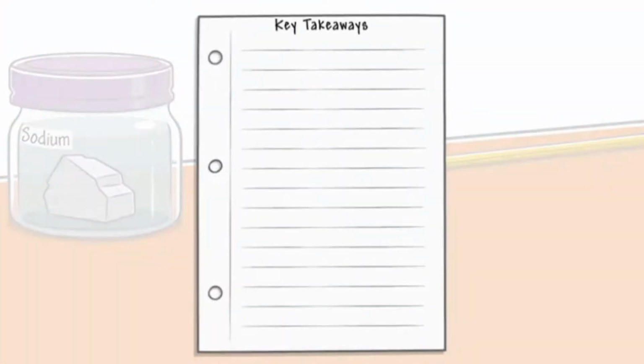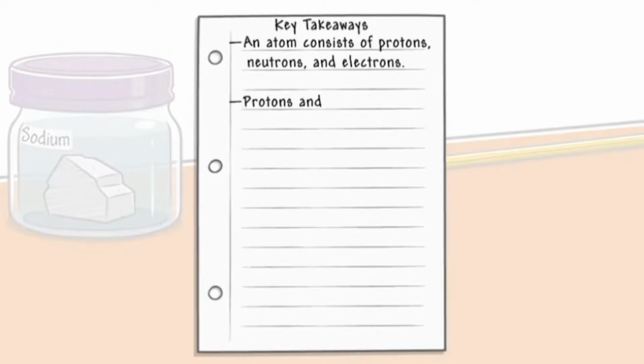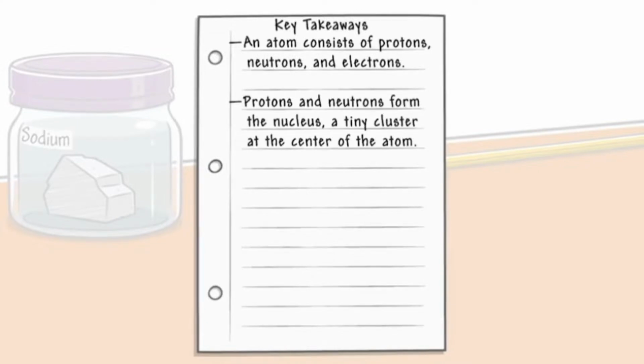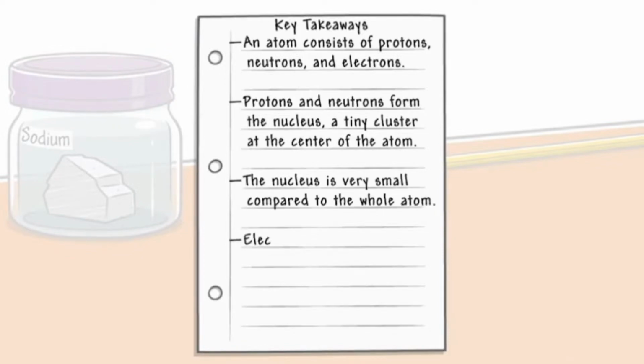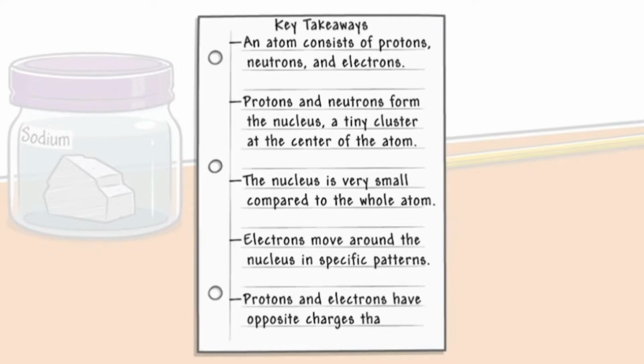Key takeaways. To summarize, an atom consists of protons, neutrons, and electrons. Protons and neutrons form the nucleus, a tiny cluster at the center of the atom. The nucleus is very small compared to the whole atom. Electrons move around the nucleus in specific patterns. Protons and electrons have opposite charges that add up to 0.